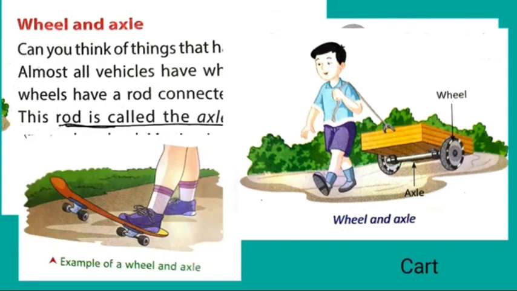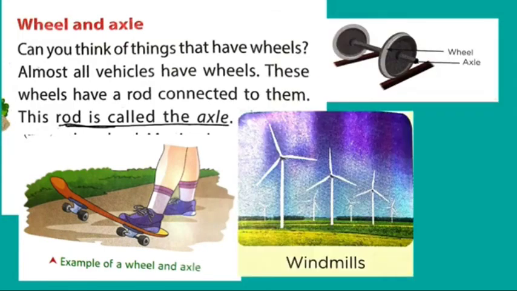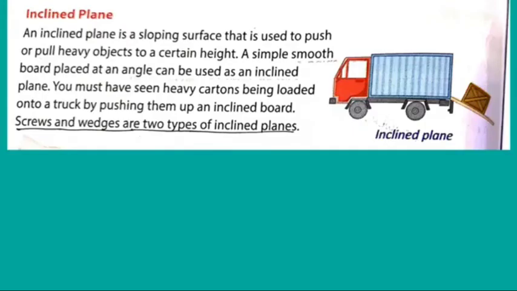Students, look at this picture. It is the picture of a cart. Using the cart, you can move the heavy object from one place to another. In this cart, you can see the wheel and the axle. Other examples are roller skates and windmills.